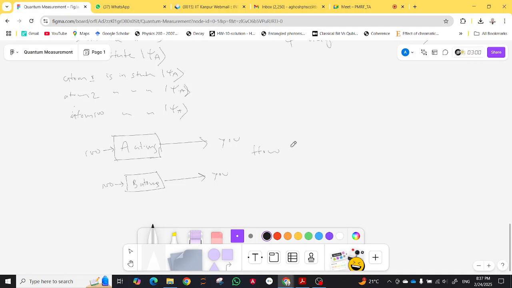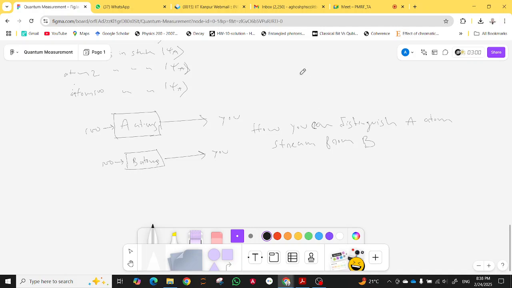Question is how you can distinguish the A atom stream from B, and how you can distinguish with experimentally, not theoretically. Okay, which experiment you will perform? Or, I mean, what kind of measurement you will do? What measure? I mean, you have to measure something that will tell you that this is A, this is B. So what you will measure?